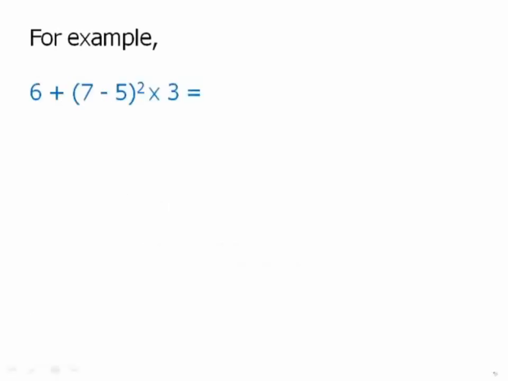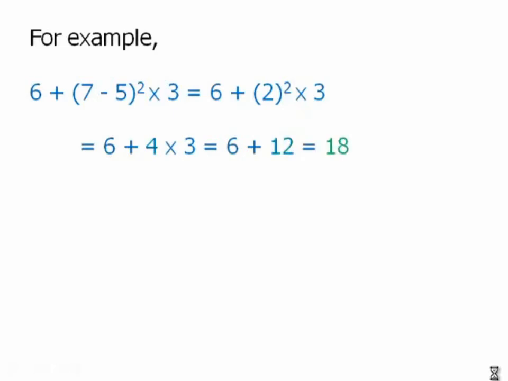For example, let's solve this. Of course we have to do what's in the parentheses first. 7 minus 5, we get 2. Then we have to do the exponent. So now we just have a single number to a single exponent. So we'll do the exponent. 2 to the 2 is 4. Then the multiplication. Then the addition.